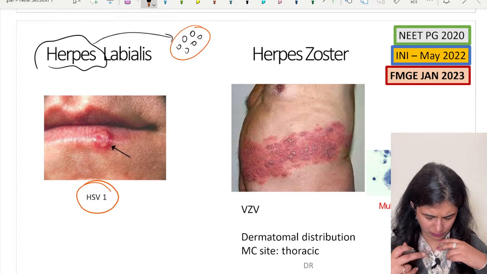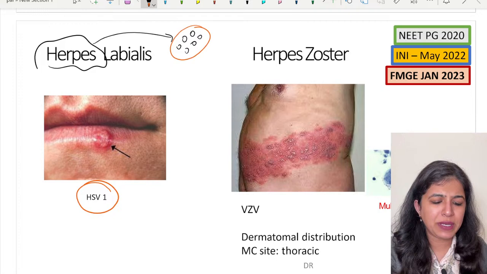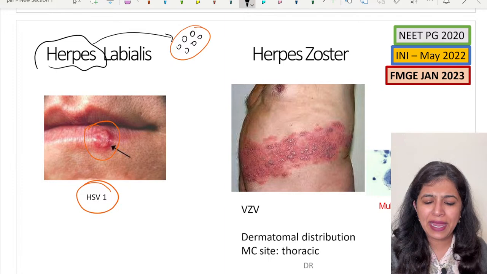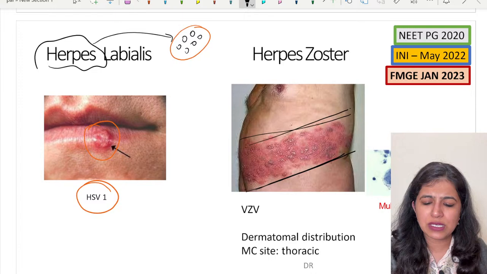Okay, good. So, wherever the word herpes comes, there will be grouped painful vesicles on a red base. When it is on the lips, it is herpes labialis caused by HSV-1. When it is on the genitalia, it is herpes genitalis caused by HSV-2. And when you get these grouped painful vesicles in a dermatome, it is called herpes zoster. So here we have grouped painful vesicles along a dermatomal distribution. This is herpes zoster.